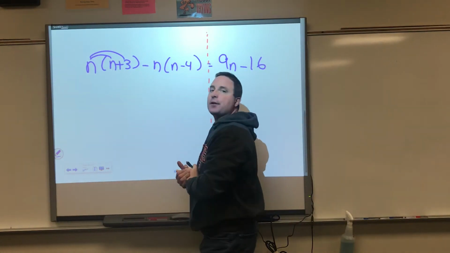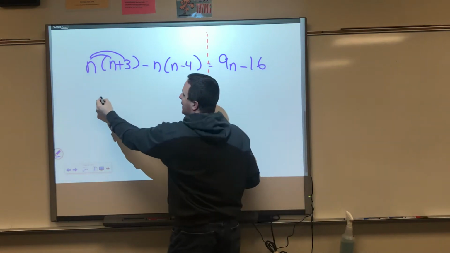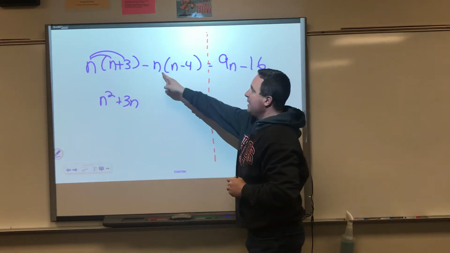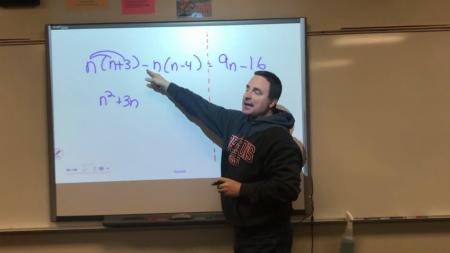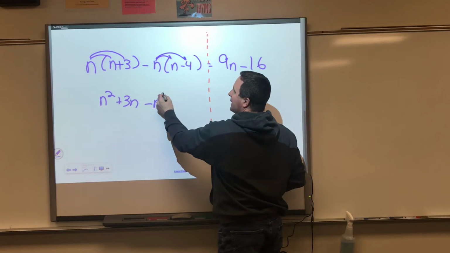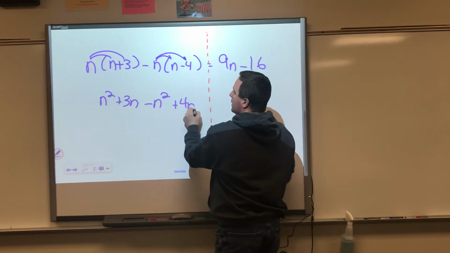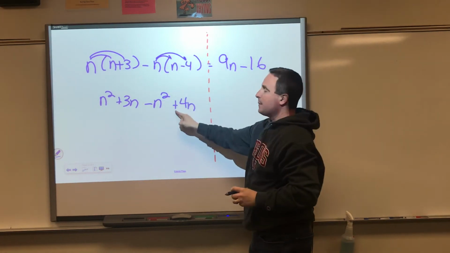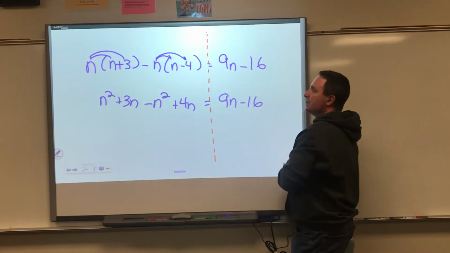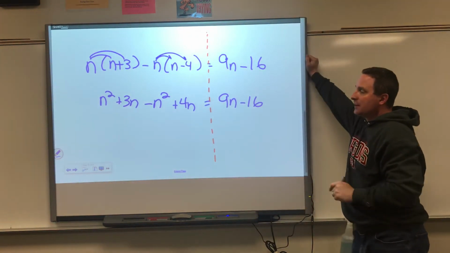If I distribute through the first set of parentheses, I get n squared plus 3n. Okay, now this one, be careful. What kind of an n is that? It's a negative n. So when I distribute negative n, I'm going to get minus n squared. But a negative and a negative make positive 4n equals 9n minus 16. I can't do anything on this side.